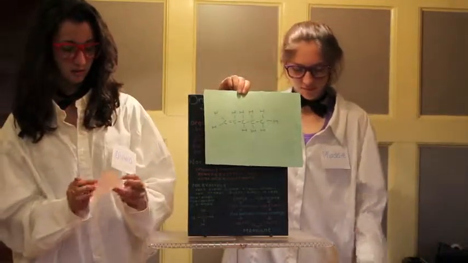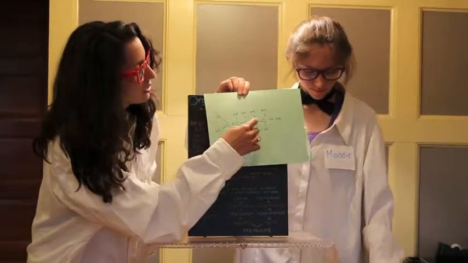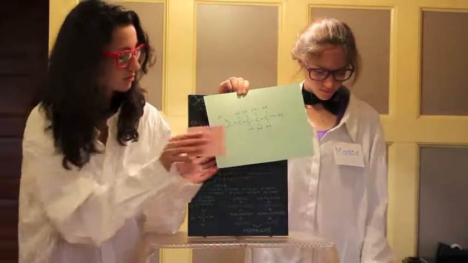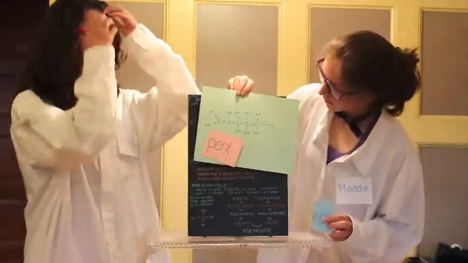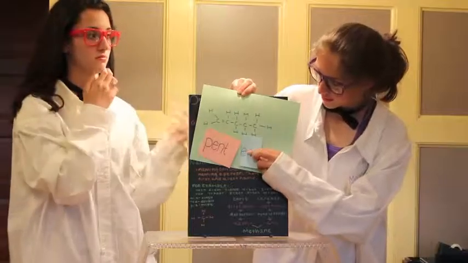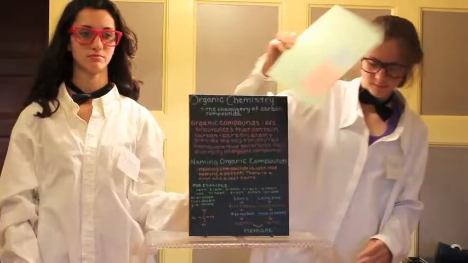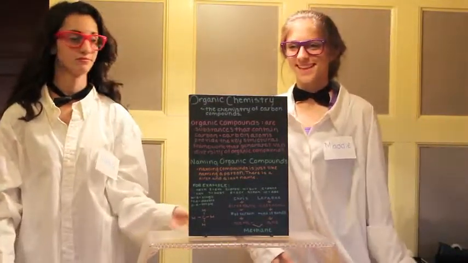And last example, there are 1, 2, 3, 4, 5 carbons, so you use pent. And there's a double bond, so you use ene. Pentene. The end.